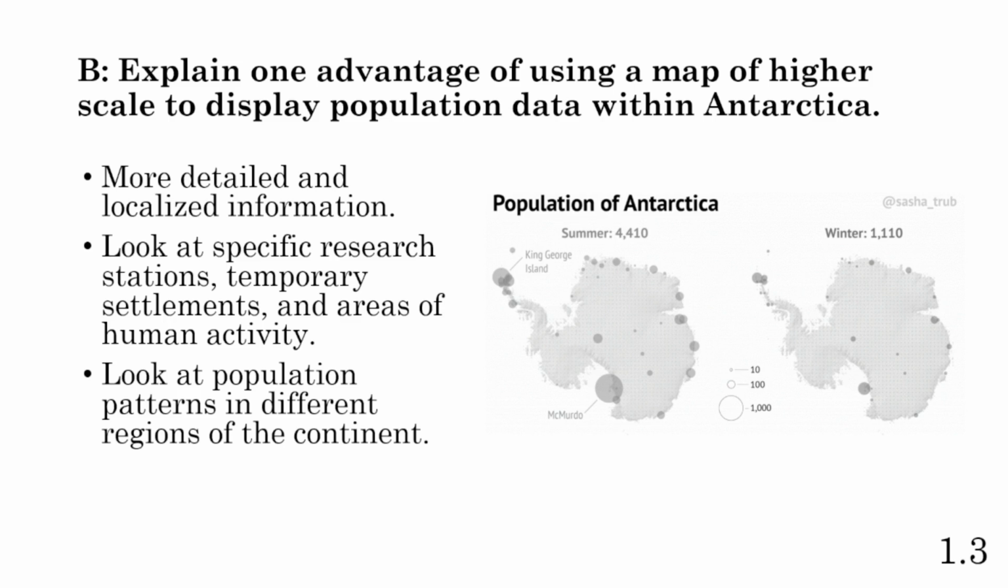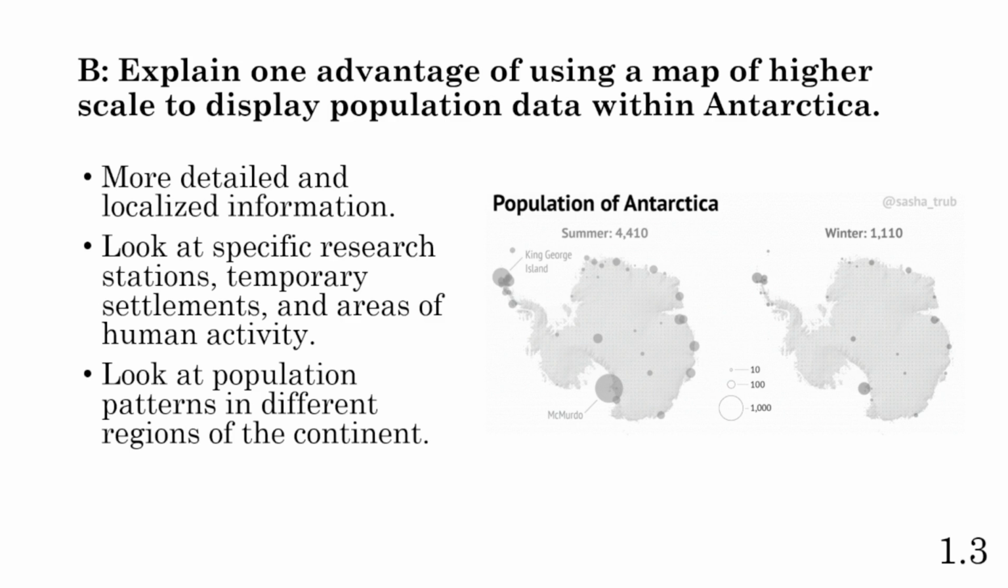So we could look at central Antarctica. We don't see a lot of population there. Maybe we could see where in central Antarctica there is population. More specifically, where on King George Island there's population, and where in McMurdo there is population. There are a lot of people on King George Island. There are a lot of people in McMurdo.